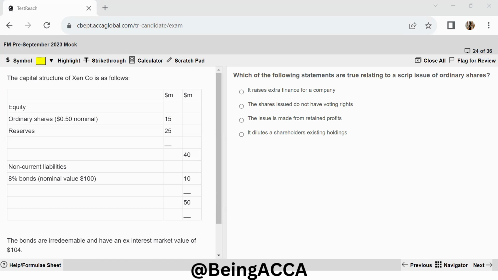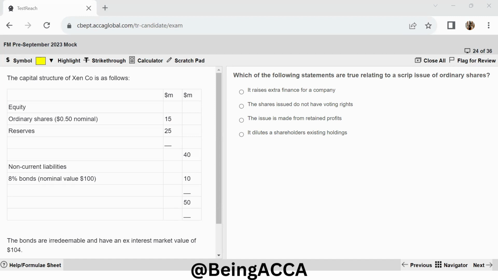Now, what is the feature about bonus shares? They do not incur any finance coming into the company. It is made through the retained earnings. So when you capitalize on your retained earnings, you are issuing bonus shares to your shareholders. So no additional money comes into your business, and this is what basically scrip issue or a bonus issue is.